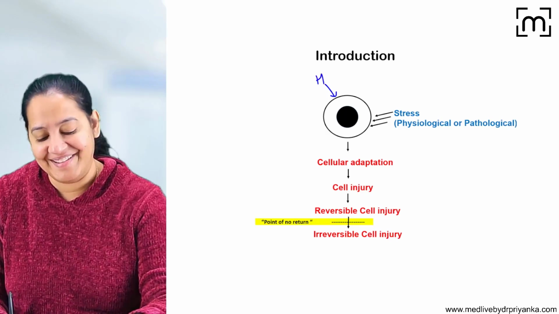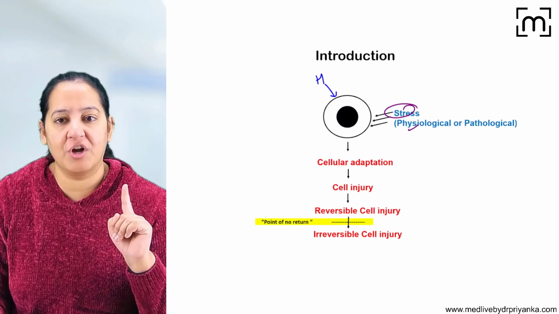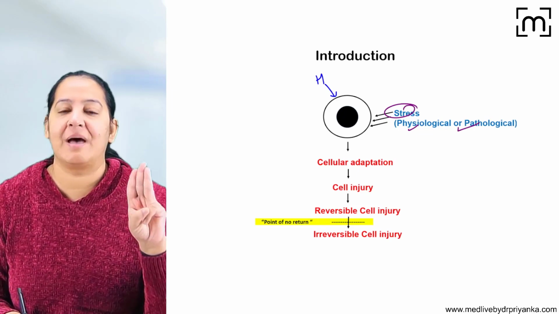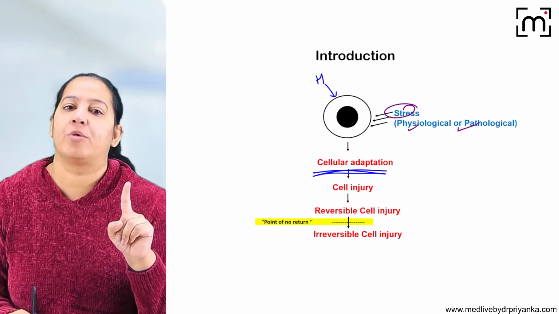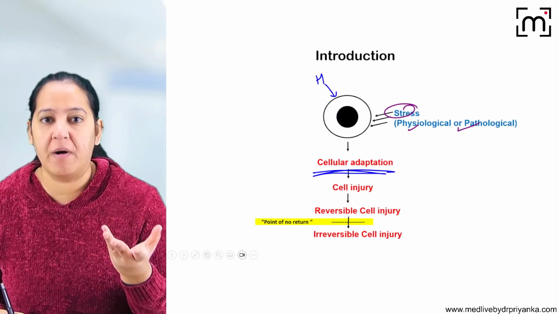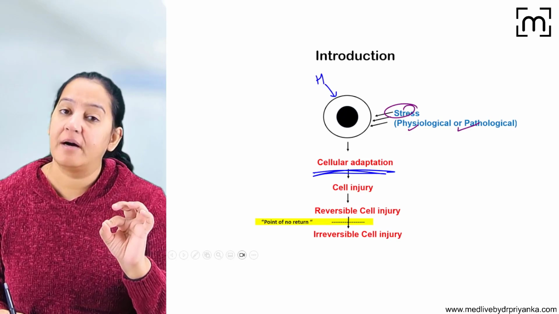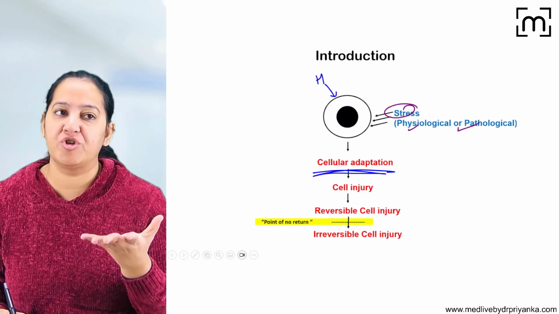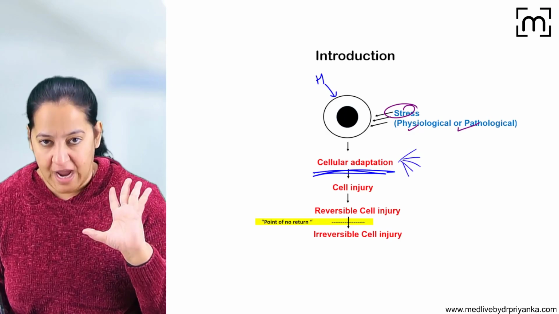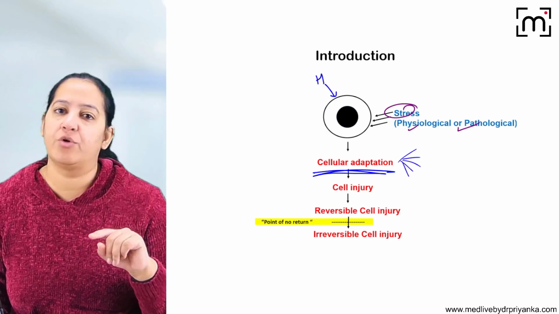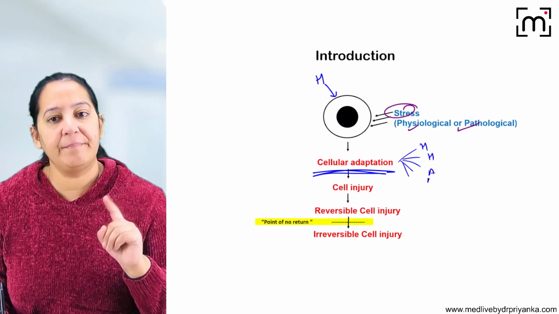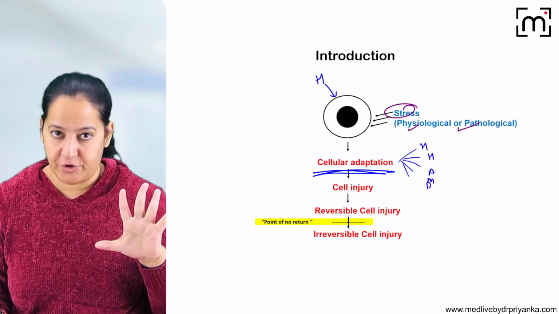But whenever any stress, physiological or pathological, acts on the cell, three things happen one by one. The first thing is cell adaptation. The cell will try to cope with the stress and try to survive, by doing certain structural changes inside. There are 5 types of adaptation. I hope you have watched my video on cell adaptation. There is hypertrophy, hyperplasia, atrophy, metaplasia and dysplasia. These are the 5 types of adaptations.